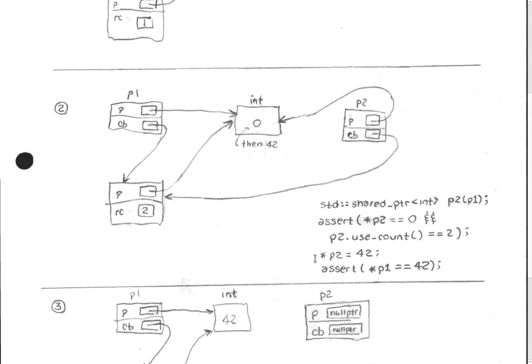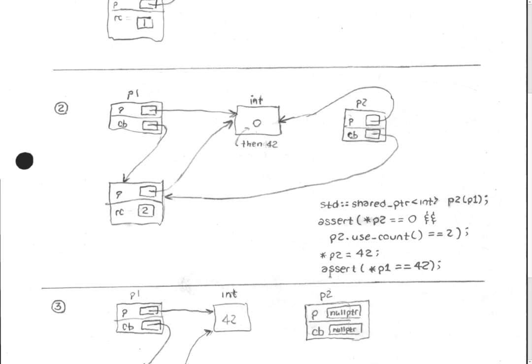Then, for example, suppose that we do this assignment here. So we say *p2 = 42. So what we're doing effectively is we're going to go to where this pointer inside this p2 object is pointing, which is over to this int here. The *p2 gives us a reference to this, and then we're assigning to that reference 42. So it's going to change this value from 0 to 42.